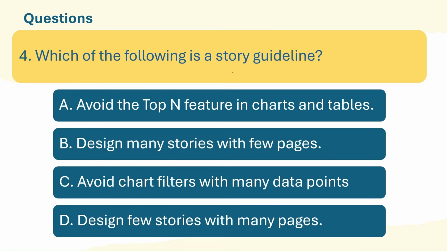Which of the following is a story guideline? Whenever you are creating a story, a story guideline says design many stories with few pages. The reason is if you have too many pages, it becomes very clumsy, and it makes the viewer's task a bit tougher to understand the insight. So for a specific area of reporting, we will keep it simple with few pages in a story. And in case we need to navigate to check a particular thing, then we will have another story and link the stories, like navigating from one story to another. So the best approach would be design many stories with few pages.